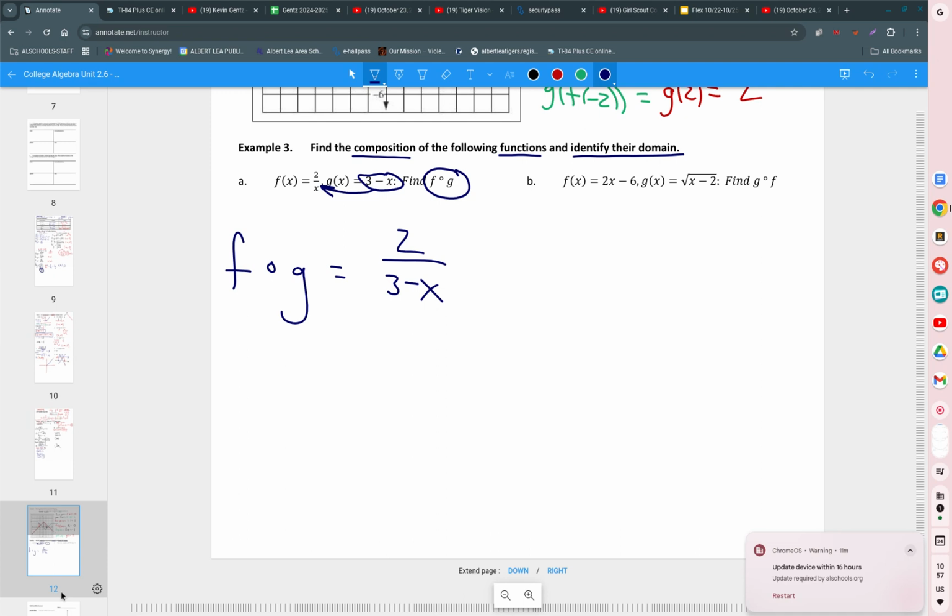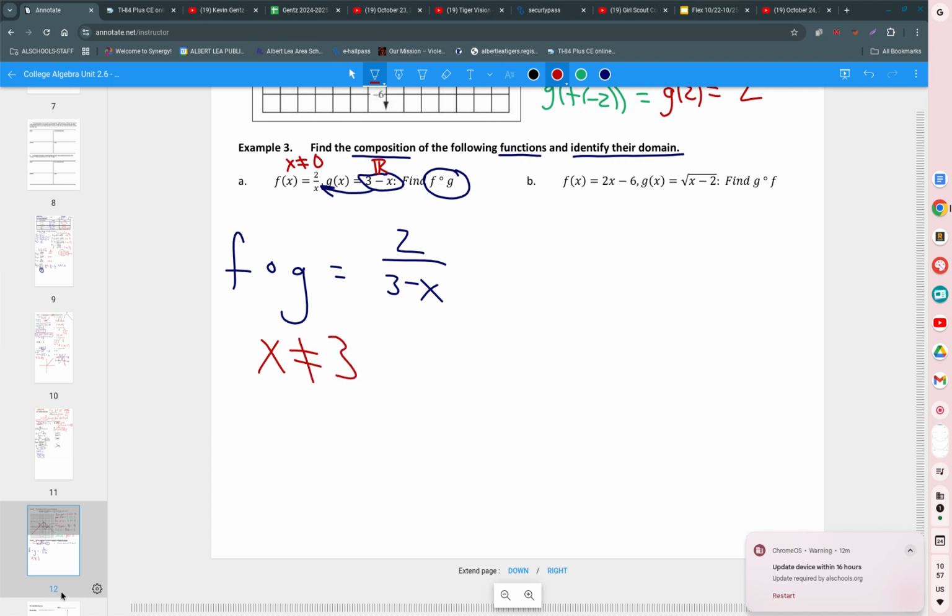Now, if we think about it beforehand, the domain of 3 minus x is all real numbers. The domain of 2 over x is x cannot be 0. But neither of those tell me the domain for the composition. Rather, for the composition, 3 minus x, I can't have x be what number? Because then I would get 0 to plug in here, and that wouldn't work out. So the domain here is simply x cannot be 3.